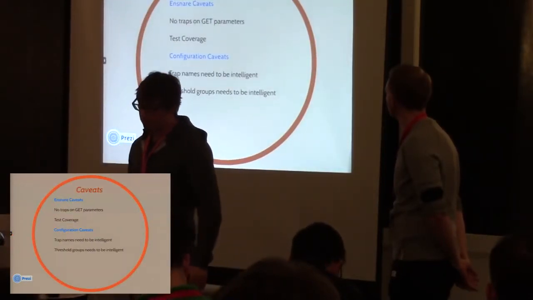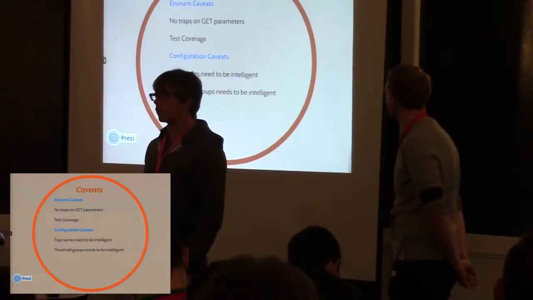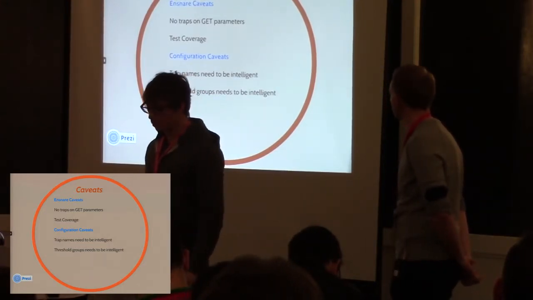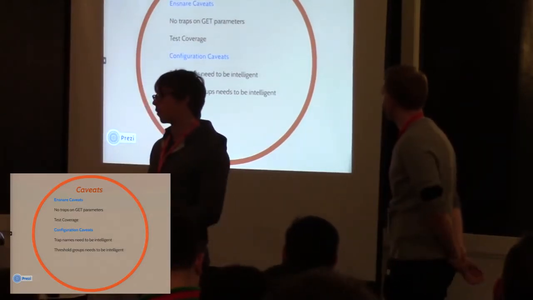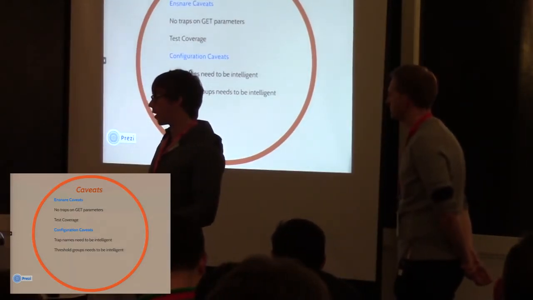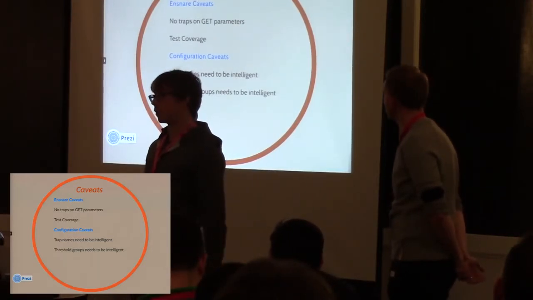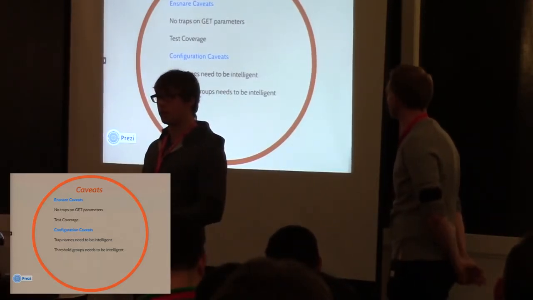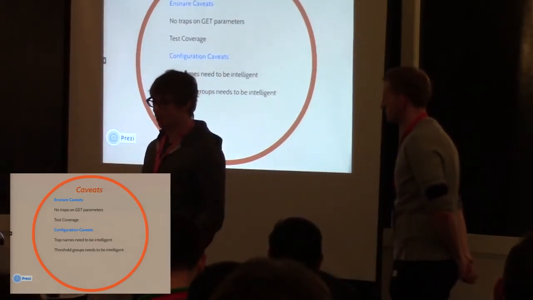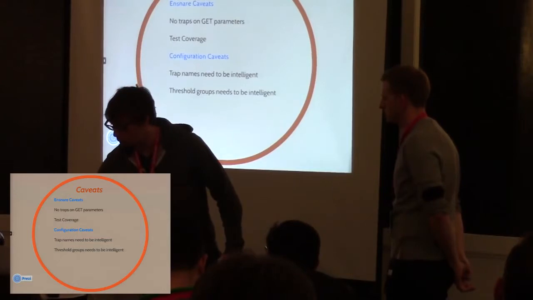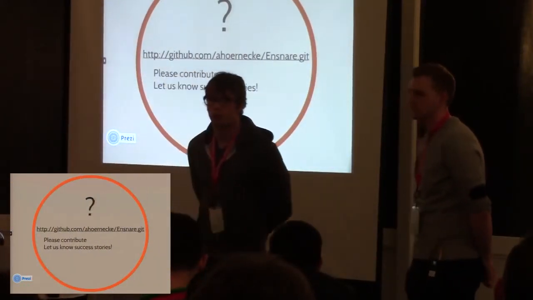Just a couple of caveats. There's no traps on GET parameters. We don't currently have test coverage, but that's something we probably have to go back and do at some point. And then just a couple of configuration tips. Make sure your trap names are intelligent. If you're setting a coupon code on a site that doesn't have a checkout, that doesn't make any sense. And your threshold groups need to be intelligent. Don't block legitimate users, and maybe don't go as crazy with a threshold group as I did in the demonstration. Maybe a little more subtle will work. And that's basically it. You guys have any questions? I think we have a couple minutes.